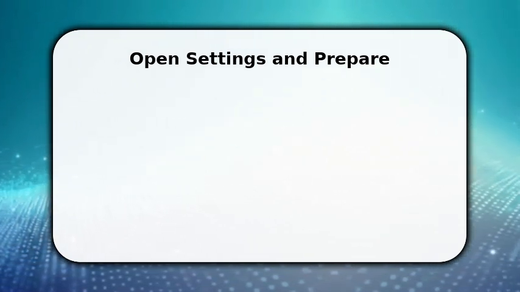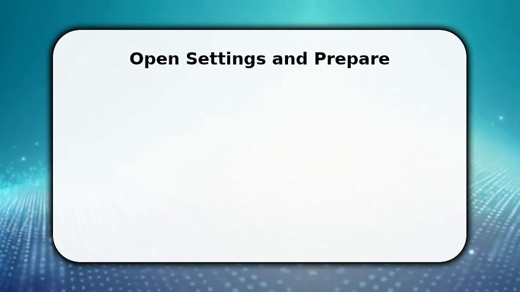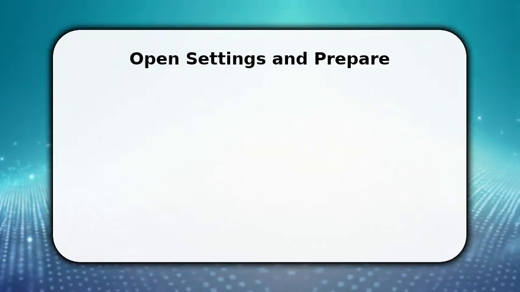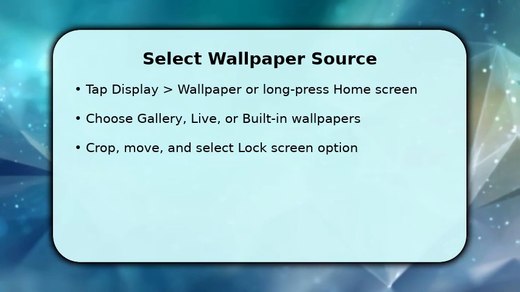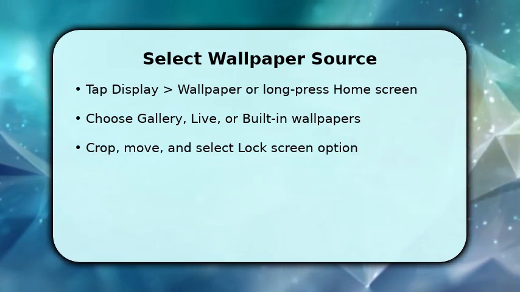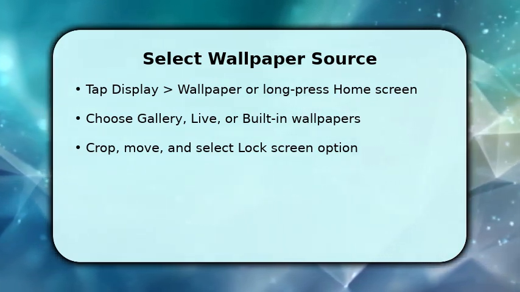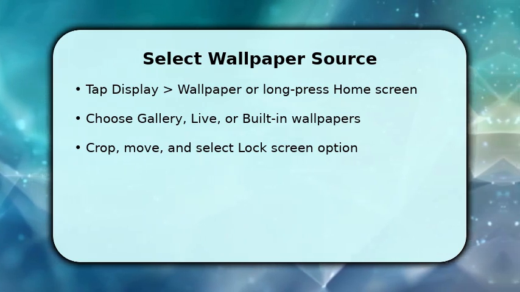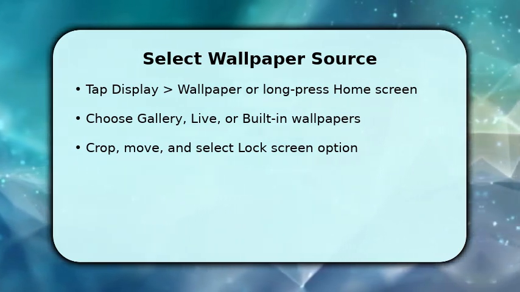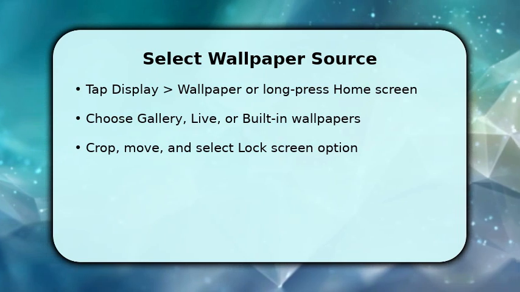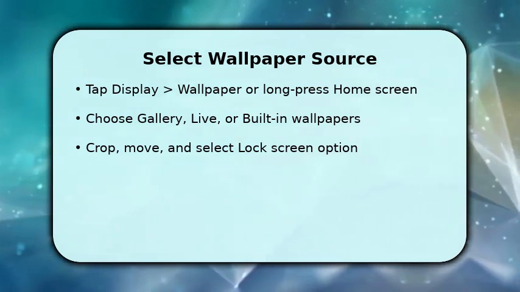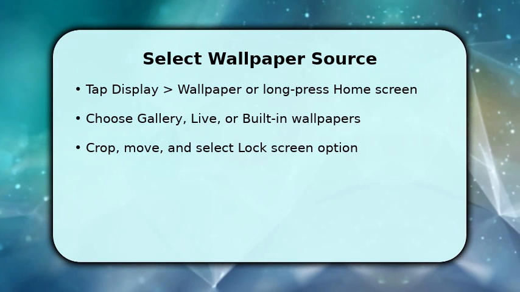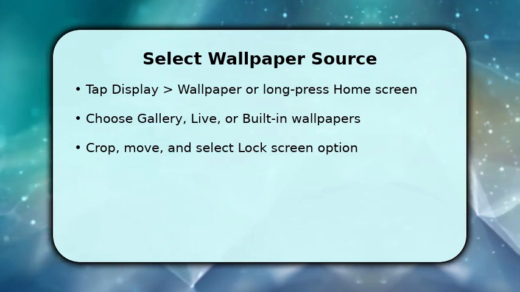You'll use the Wallpaper or Display menu next, so keep the phone unlocked and the target image visible for faster selection. You now go to Display, then Wallpaper, or simply long press an empty area on the home screen to speed this up. Once there, choose Gallery to pick your photo, Live for animated options, or built-in wallpapers if you prefer presets. After selecting an image, crop and position it with pinch and drag gestures. This sets composition and focus.